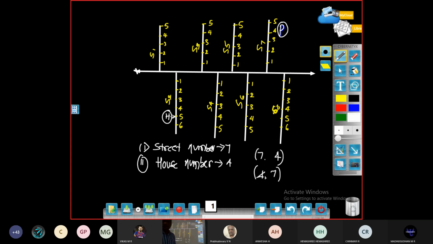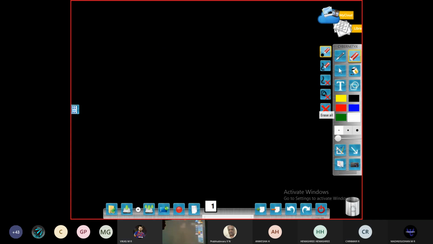So it is not possible to locate the exact house just by using one reference point. One reference point is not possible, so we need a minimum of two. Okay, you understood this, so I will go to the next topic. I am going to erase this. Now I will take another example.